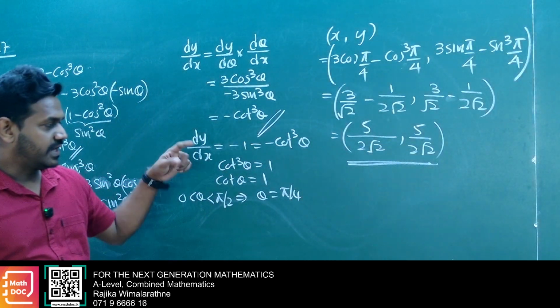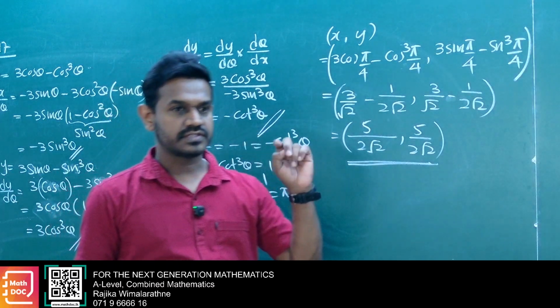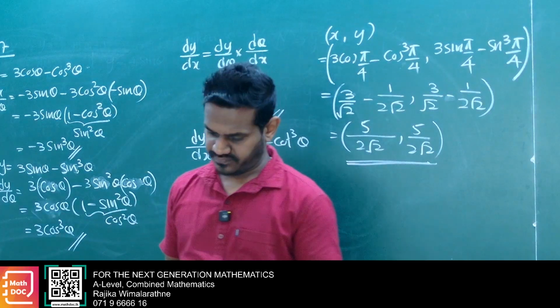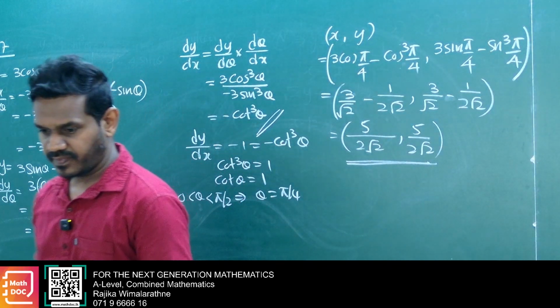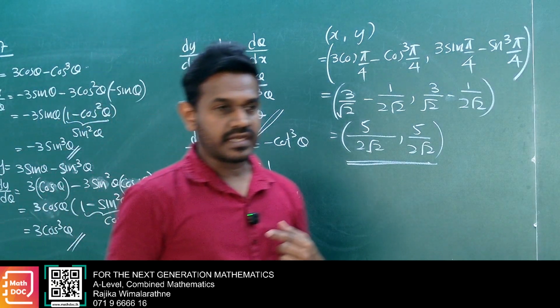So from the gradient find the theta value, then from the corresponding theta value you can get the coordinates. Complete.